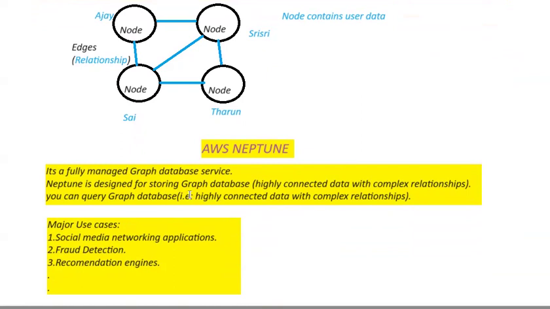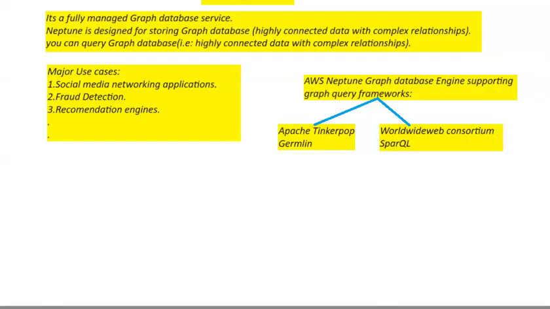So in order to get some response, you first need to query your graph database, right? Yes. So let's see what are the query related services provided by AWS Neptune. AWS Neptune has its own graph database engine. So we call this the AWS Neptune Graph Database Engine, which supports the following two graph query frameworks. What are they?